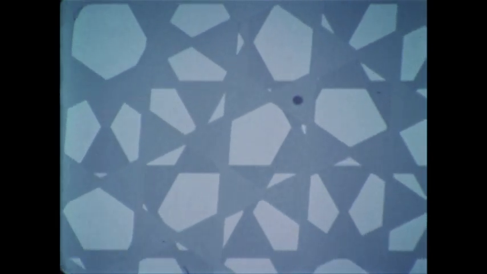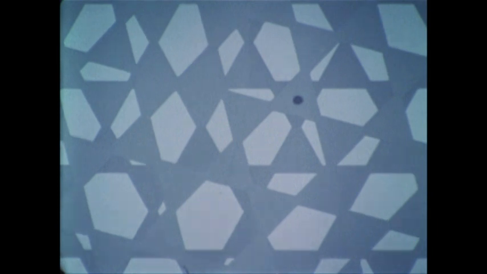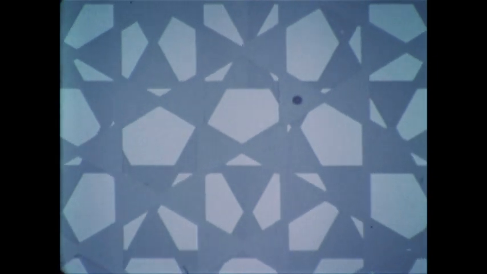A translation is a direct isometry. It preserves sense. A point and a directed angle determine a rotation. The point, called the center of the rotation, is invariant. Any other point and its image are equidistant from the center. A rotation, like a translation, is a direct isometry.